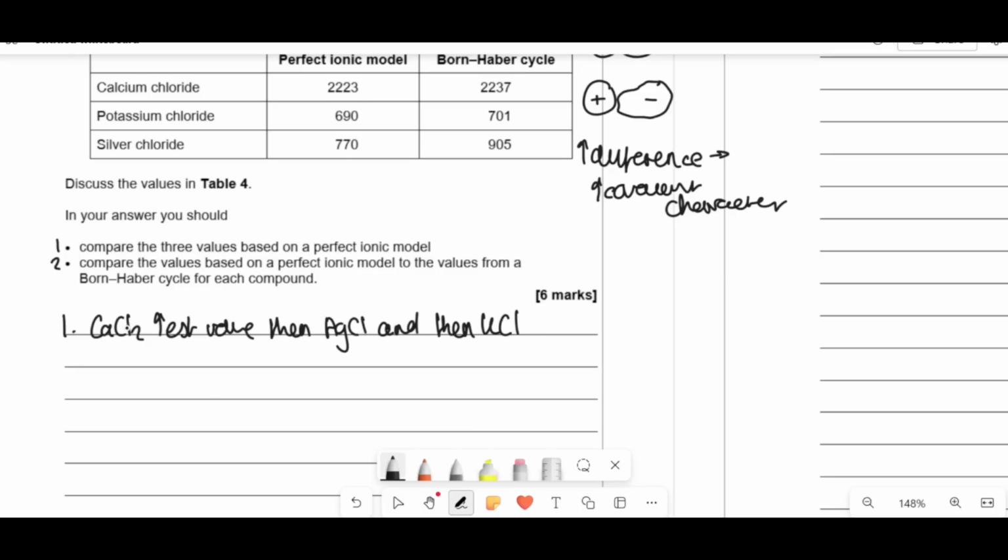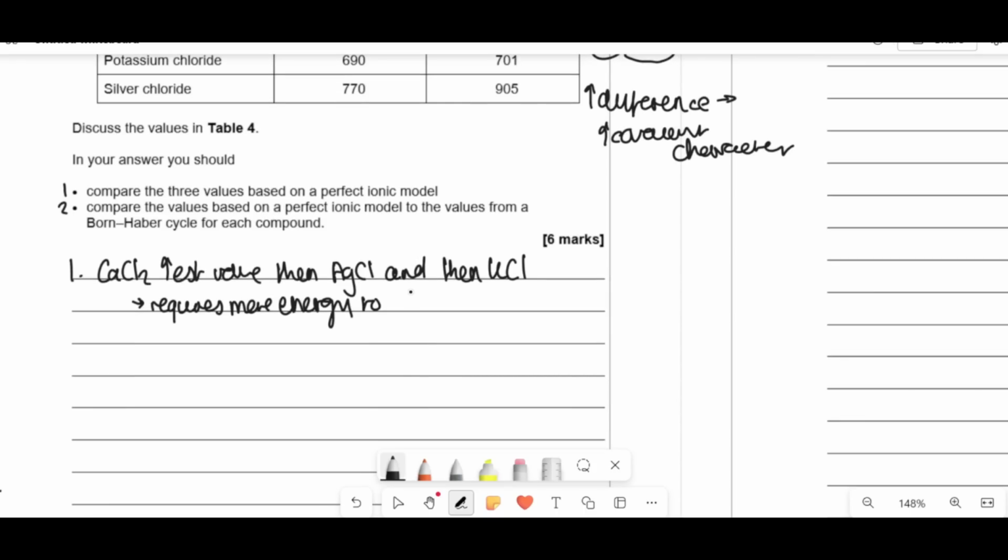Now we need to figure out why. Why is it that for CaCl2, you've got to put so much more energy in than the others? Well, if you have to put more energy in, say it. It requires more energy too. And then you're thinking, okay, I'm dissociating these and peeling them apart. What am I actually putting the energy in to do? What am I actually using it for? We're breaking bonds. Which bonds?